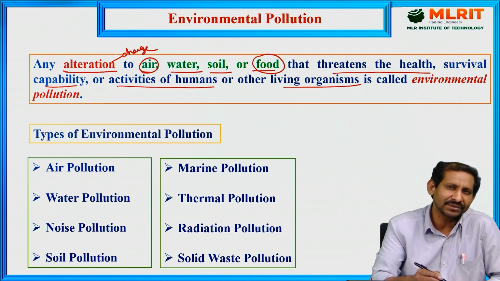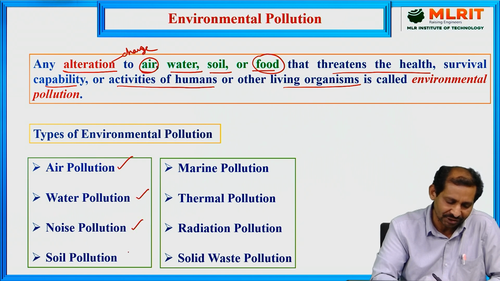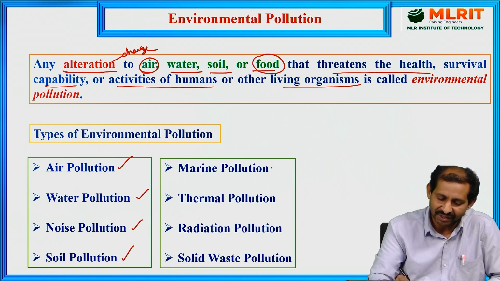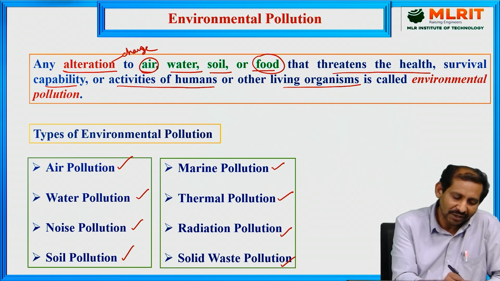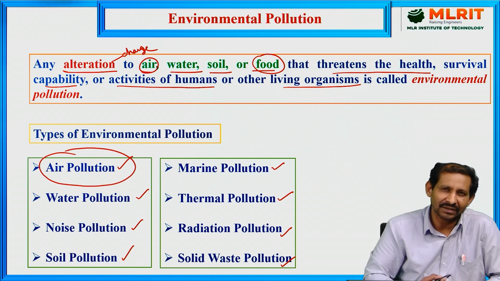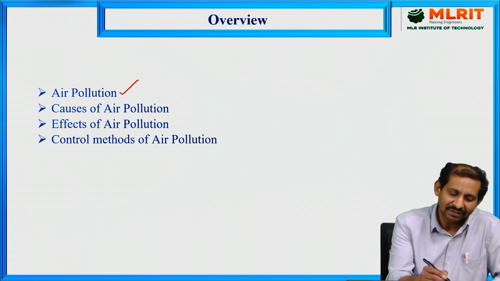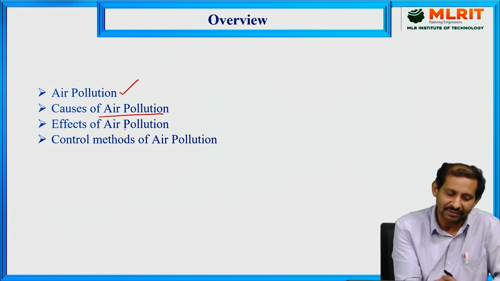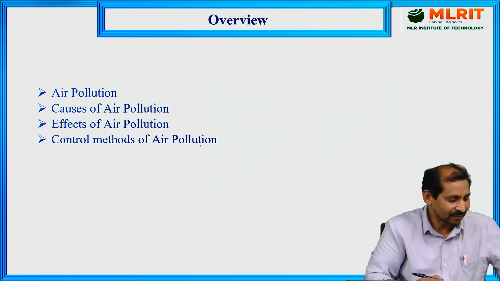There are different types of environmental pollution: air pollution, water pollution, noise pollution, soil pollution, marine pollution, thermal pollution, radiation pollution and solid waste pollution. Today we are going to discuss air pollution. The overview of the lecture is the causes of air pollution, the effects of air pollution and some control methods of air pollution.